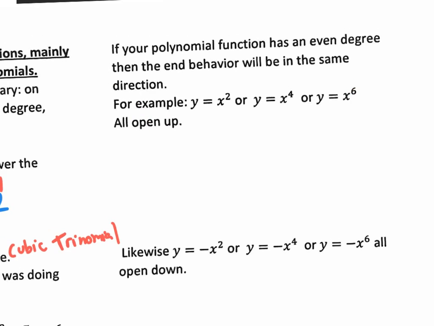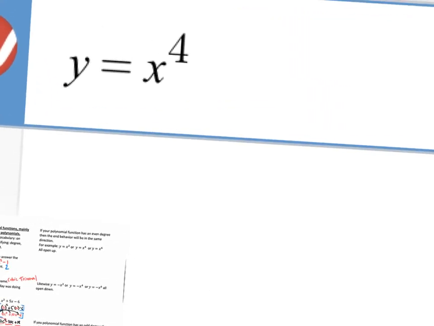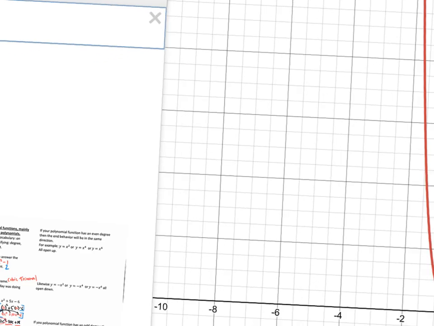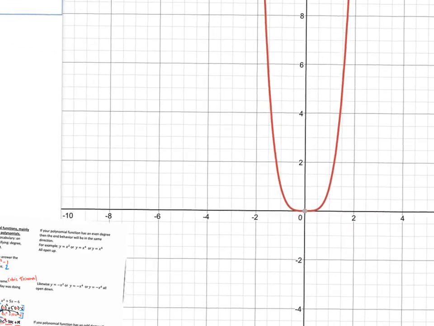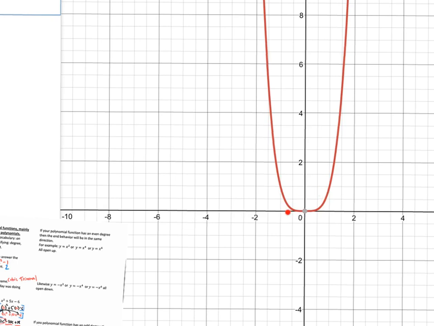So I did take a picture of the Desmos app right here, and I did graph y equals x to the fourth. And if you look at the graph, it looks just like a parabola. And it's a little bit weirder. What do I mean by weirder? This middle part's a little weird.